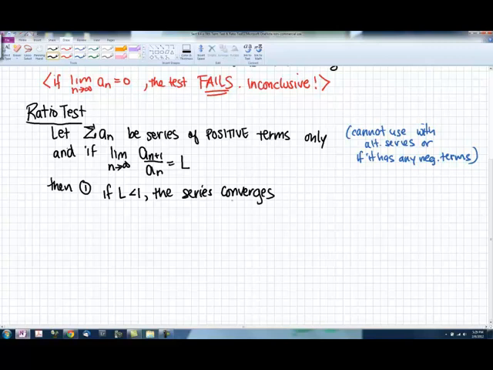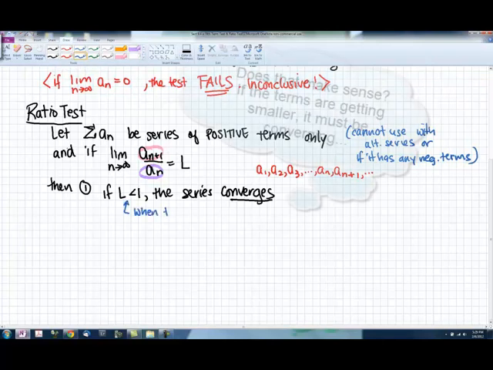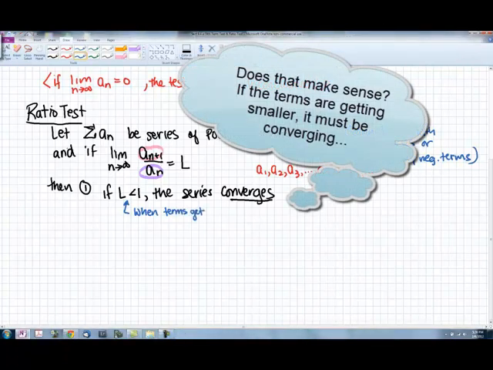Now let's stop and think about why it's going to converge. What does a sub n plus 1 mean in relationship to a sub n? When you're writing out your terms, you have a1, a2, a3, a sub n. What comes after that? A sub n plus 1. So what this is saying is that the ratio of the next term divided by the previous term, which is L, is going to be less than 1. So that means L is less than 1 when the terms are getting smaller.